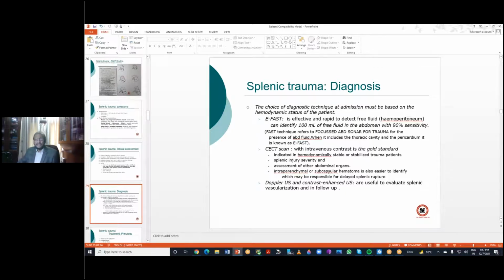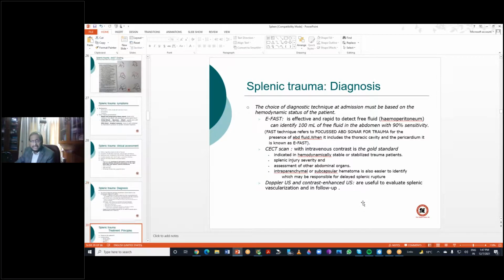The third investigation is a Doppler ultrasound and a contrast enhanced ultrasound, useful to evaluate the spleen vasculature, especially when you're talking about a high-grade injury.